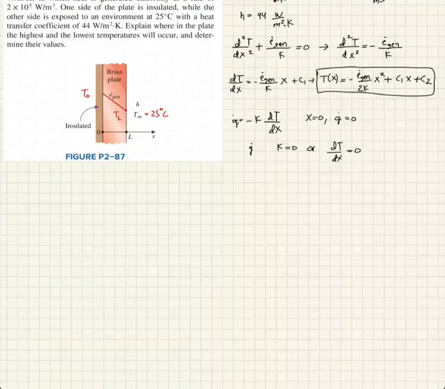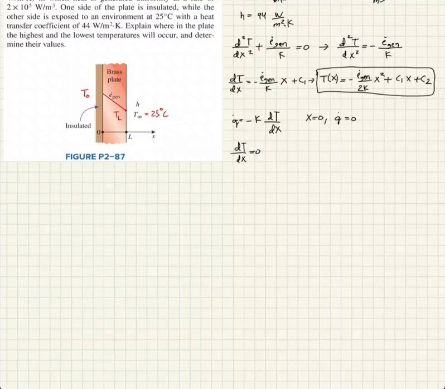So the only thing that we can make 0 is dT/dx. If we say that dT/dx is 0, then that means that q dot is 0, right? Because k multiplied by 0 equals q dot, which is 0. So that's how we verify that dT/dx equals 0.